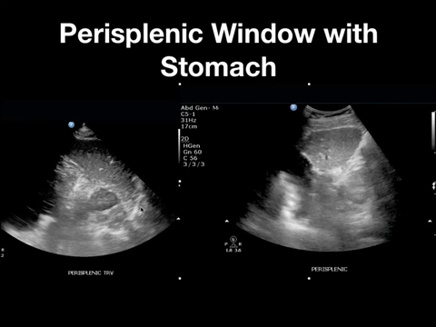And if we look at it in a transverse plane here, you can see here's spleen, here's kidney, and here is the large fluid collection, which represents fluid in the stomach.